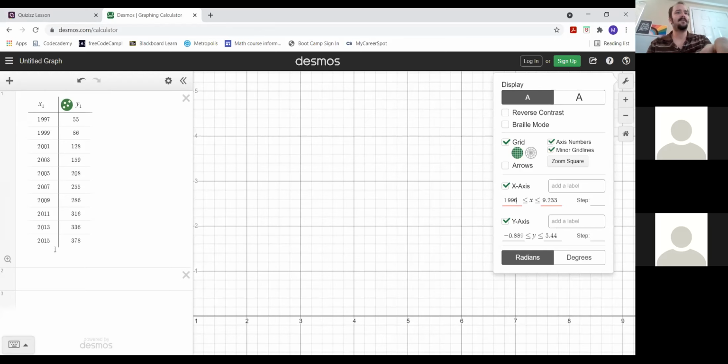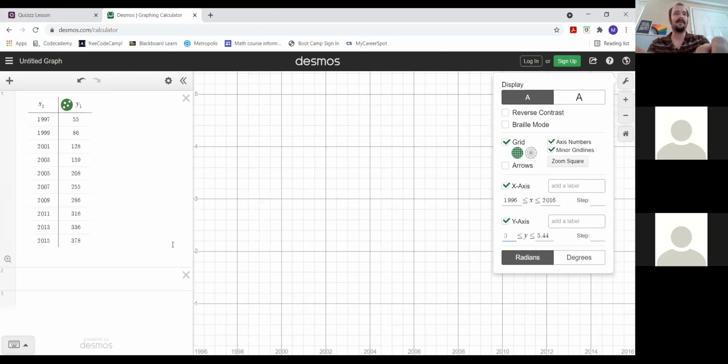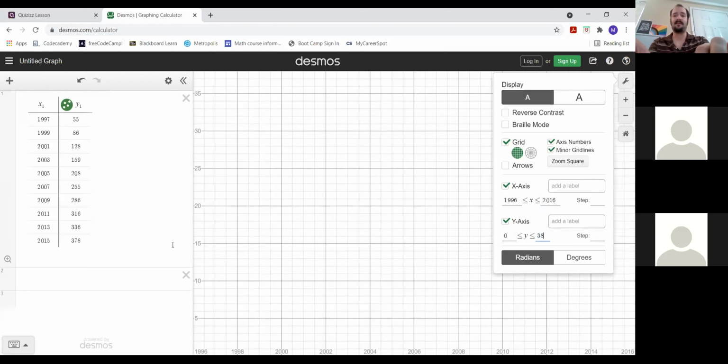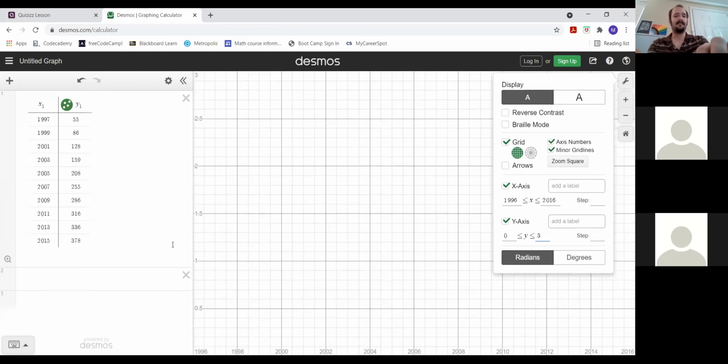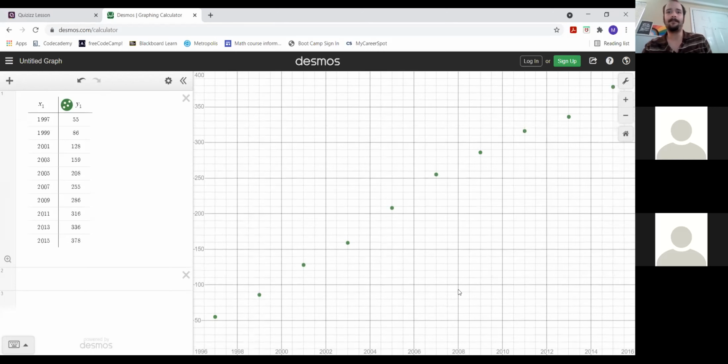And in my X, it's going to go up to 2015. So I want to maybe go to like 2016, see if that works. And my Y axis, I'm going from 55 to, so I really want to start and do my first quadrant probably with my Y axis. I think I'm going to go from 0 to 378. Let's go 380 and see what it looks like. Let's go a little higher. Let's go maybe 400. Does that look better? There we go. We can see it.